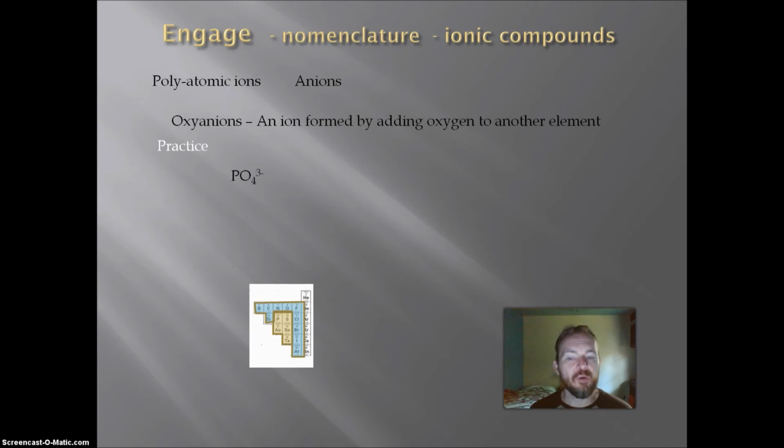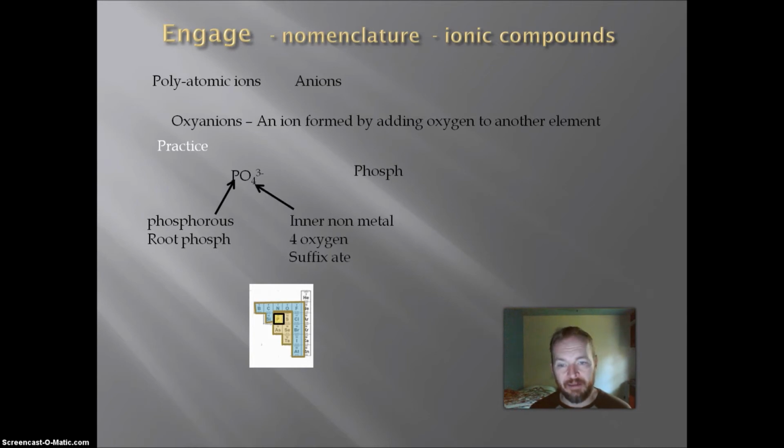So let's practice seeing if we can name some oxyanions. We've got PO4 with a charge of 3-. The non-metal element is phosphorus. The root of phosphorus is phos, so it's going to start with a phos. It is an inner non-metal. As an inner nonmetal, if there are 4 oxygen, it gets the suffix ate. So this would be the phosphate ion.